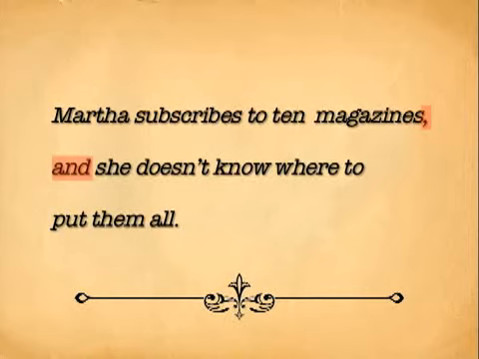Just like the comma isn't strong enough by itself to put together these two complete sentences, neither is a coordinating conjunction. However, if you put the two together and use a comma with the coordinating conjunction, you can successfully and fairly easily address the issue of the run-on sentence. So simply say, Martha subscribes to 10 magazines, comma, and she doesn't know where to put them all.